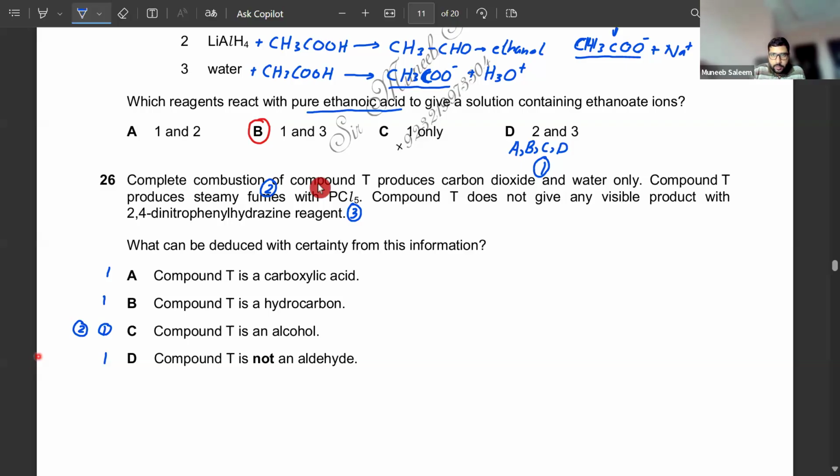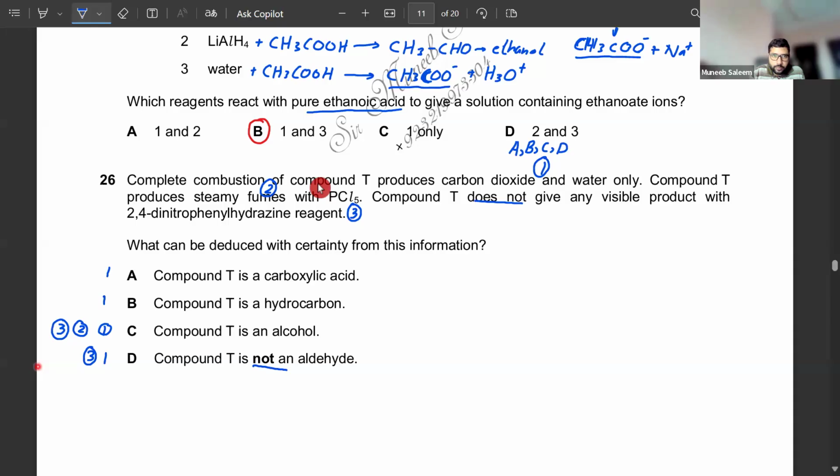The third statement says it does not give any visible product with 2,4-dinitrophenylhydrazine. So the third statement also applies on alcohol because it does not provide any product with 2,4-DNPH, and it says not an aldehyde. If it was an aldehyde, then that statement would have been incorrect. But it says compound T is not an aldehyde because it does not give a product. So that's why the third statement also applies on option D.